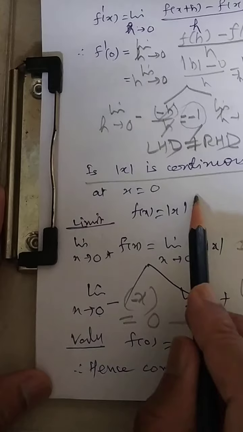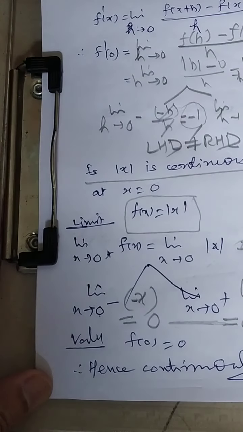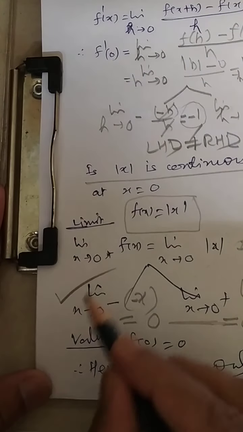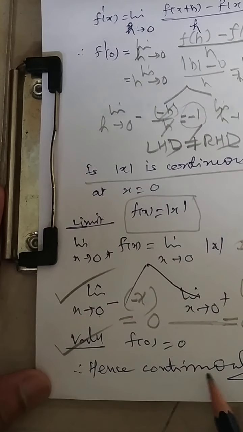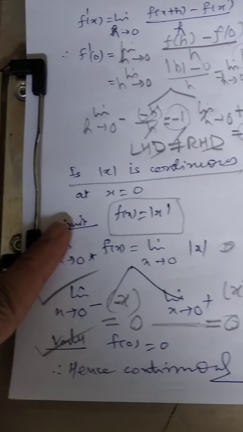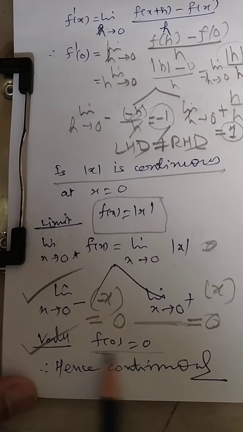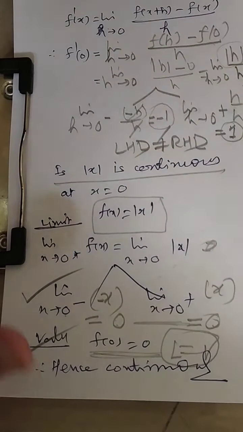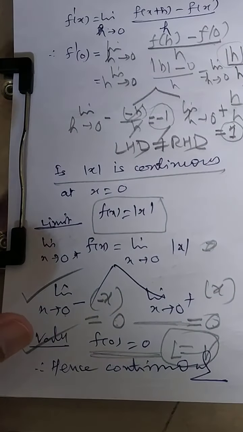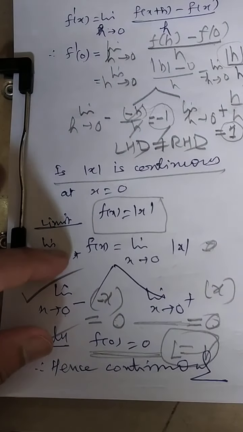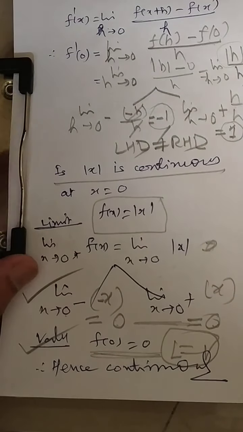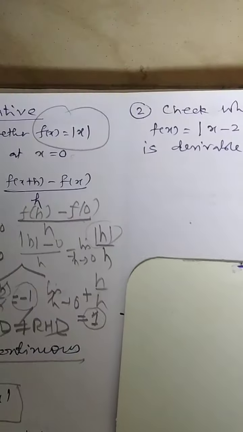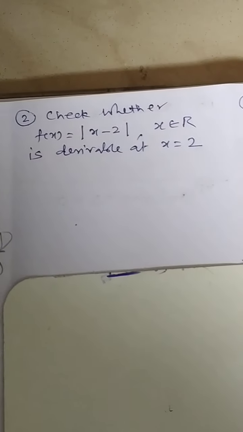What is the value of the function? Let us take this function and put x equal to 0, you will get 0. So the limit exists and the value also exists. The left hand limit is equal to the right hand limit, so therefore we are saying the limit exists. Now the value of the function is also 0, so limit and value are equal, so mod x is continuous at 0 but not differentiable at x equal to 0. Let us look at the next question.